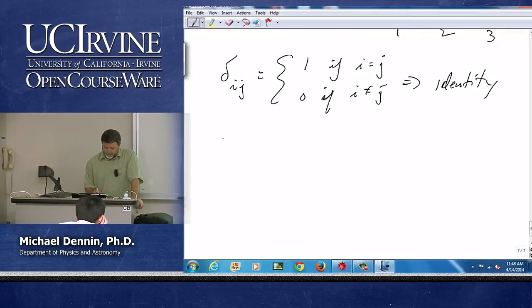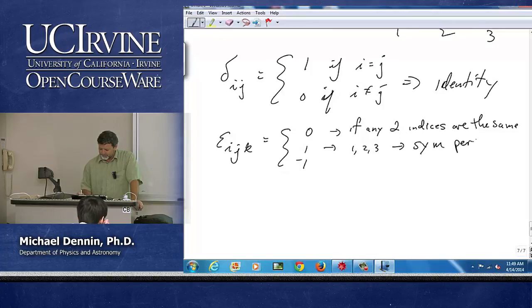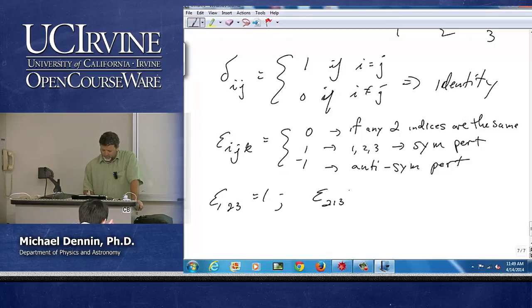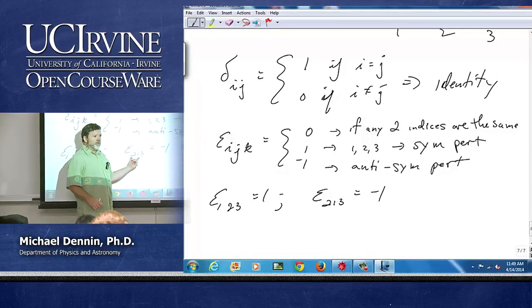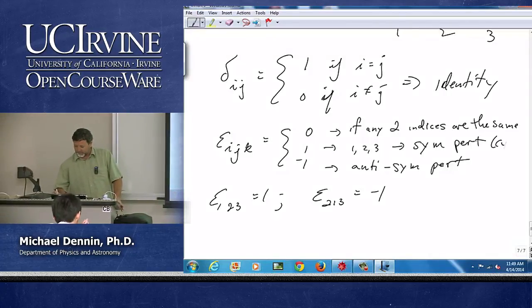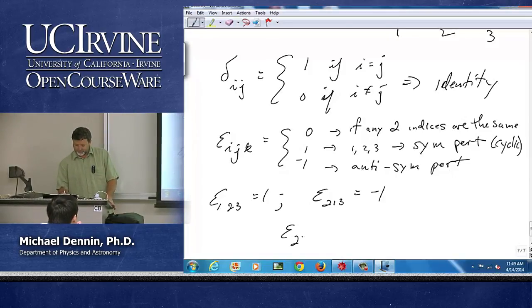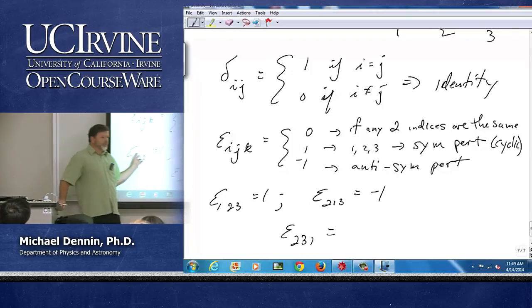The harder one that you're going to practice with on the homework is epsilon ijk. This is either 0, 1, or minus 1. It's 0 if any two indices are the same. It's 1 when they're equal to 1, 2, 3, or any symmetric permutation. And it's minus 1 for any anti-symmetric permutation. That means epsilon 1, 2, 3 is equal to 1, but epsilon 2, 1, 3 is equal to minus 1, because I flipped the 1 and the 2. I can't do that by just permuting cyclically. So another word for symmetric here would be cyclic. What would epsilon 2, 3, 1 be? Plus 1, because I've just rotated them through.